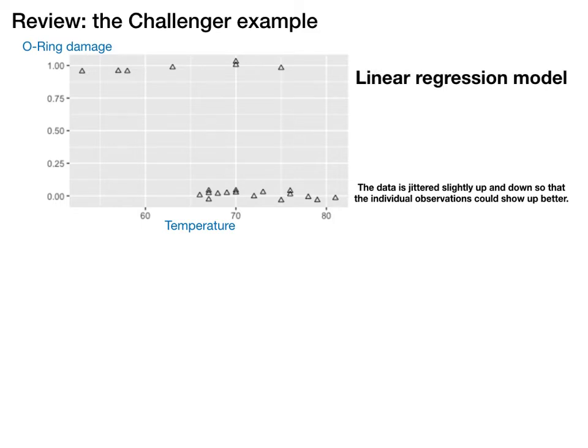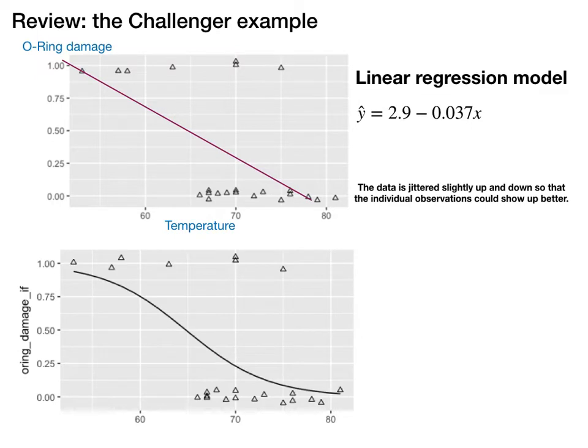Let's see what happens when we fit a linear regression model to this data set. So this will be the fitted linear regression model, and I also have the equation for the fitted model: 2.9 minus 0.037 times the temperature. But we can see that this straight line is too rigid for our data set, and we want it to be able to bend. So here comes logistic regression model.